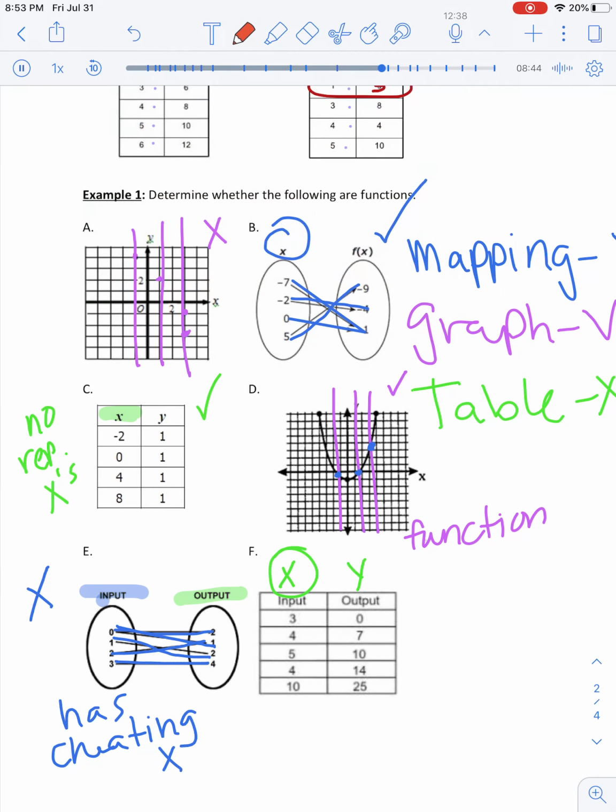Okay, notice how this 4 is going to the 7. It belongs to the 7. And this 4 also belongs to the 14. So this one's not a function because it is cheating.